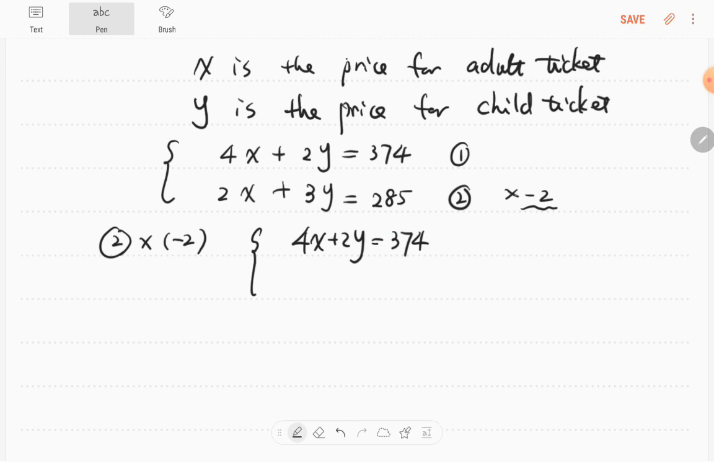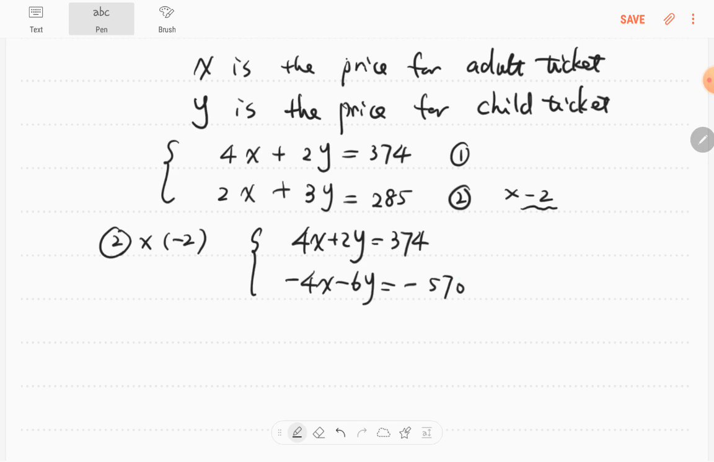So we only multiply the second by negative 2. Negative 4x, negative 2 times 3y is negative 6y. Don't forget, we still need to multiply 285 by negative 2 on the right side. So we will have negative 570. Negative 570.